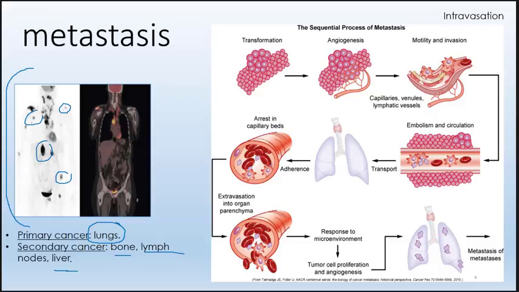And of course, the primary cancer in other cases could be the liver, it could be the bone, and the secondary cancer could be the lungs. But just remember that primary refers to where it originates, and secondary involves metastasis.